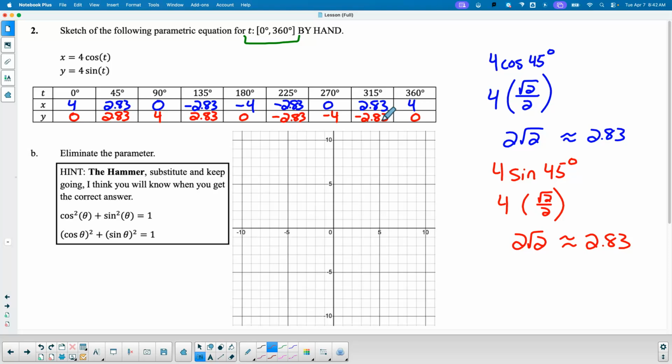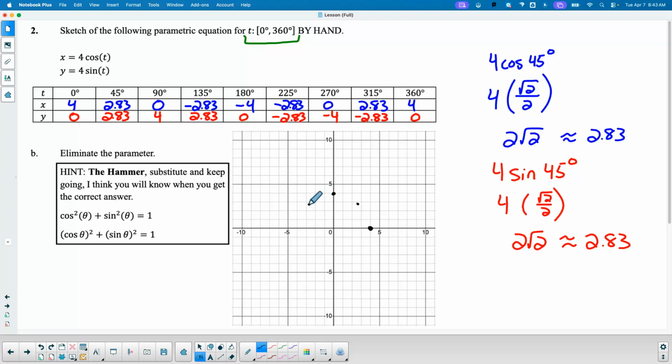So my first one is at the point 4, 0, which would be right there. My second one would be at 2.83, so it would be kind of somewhere in there. At 90 degrees, it's 0, 4. At 135, it's negative 2.83, positive 2.83.